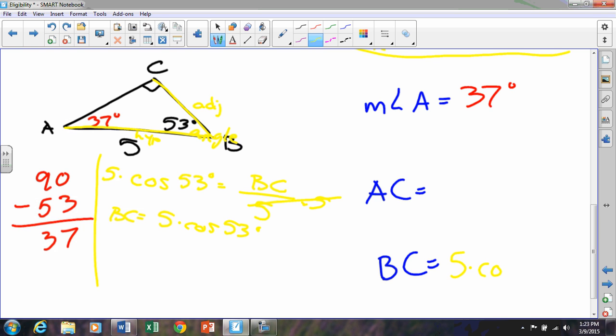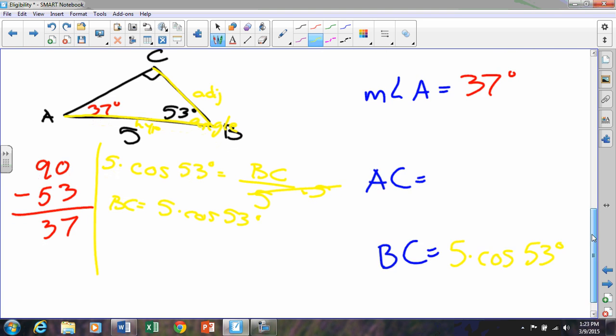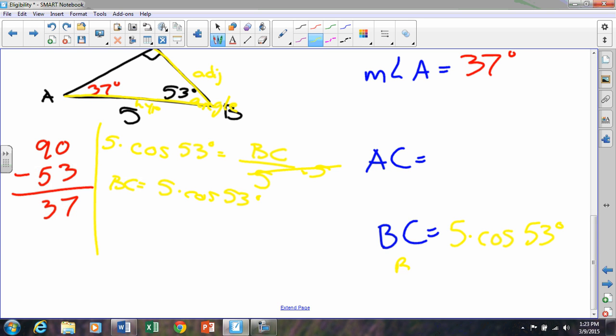And since we were not told to round, we could just leave it right there. That is the exact value. We also could put it into our calculator and round it. When we put that into our calculator, BC is about what value? 3.01. Okay, so 3.009. That is so incredibly close that why don't we just say 3.009 is about 3? Which leads us to our last piece.